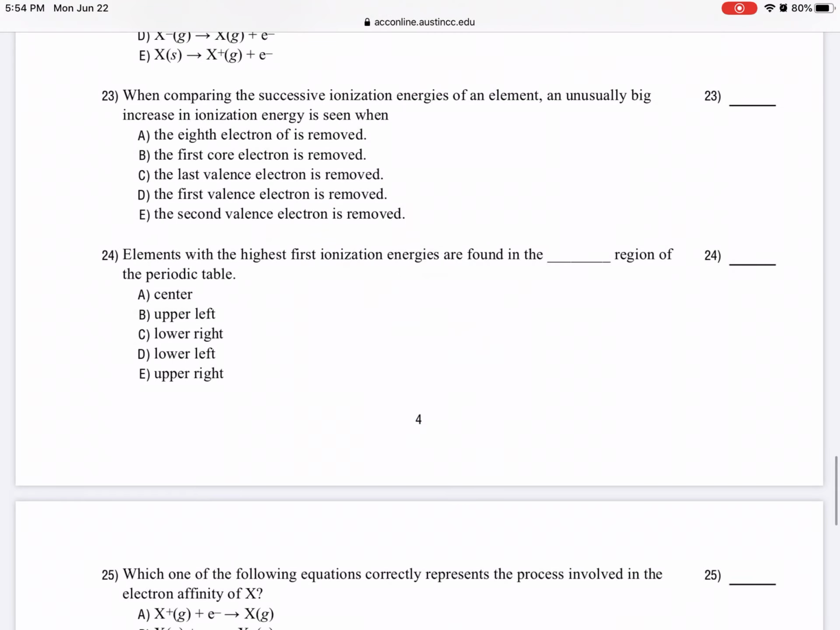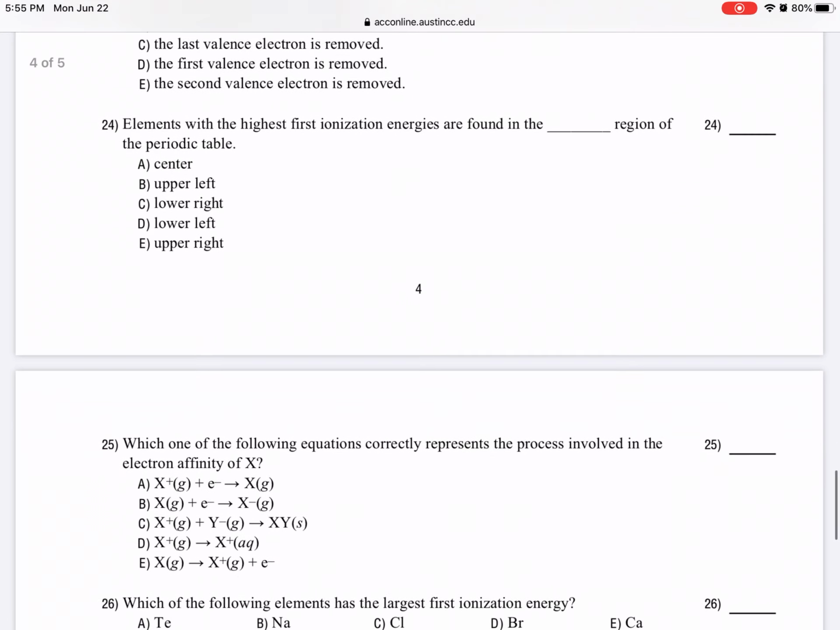Okay, so highest first ionization energies are found in the upper right region of the periodic table. So they are the more electronegative. They are very close to the nucleus. They like to gain an electron instead of losing an electron. Okay, it's the 24. The correct answer is E.